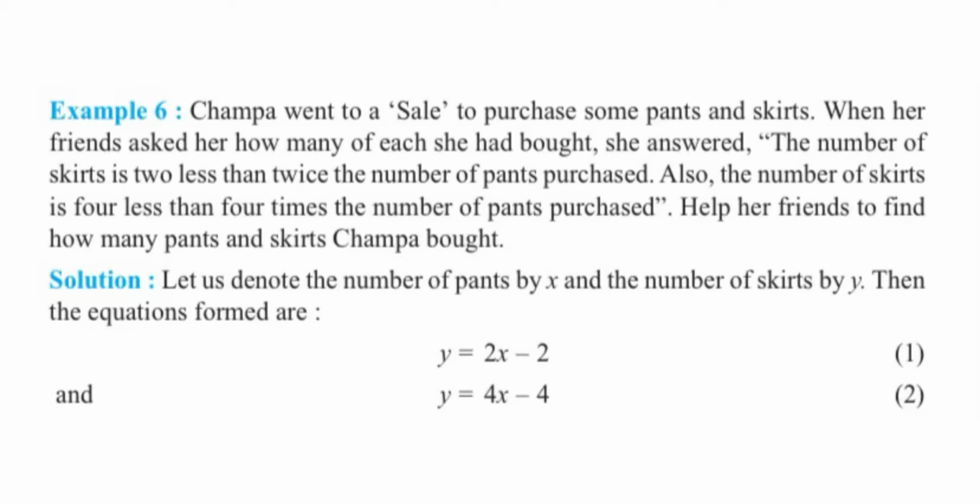Now let us see the second condition. The number of skirts, that is y, is 4 less than 4 times the number of pants. 4 times the number of pants is 4x. So the number of skirts is 4x minus 4. That is, y is equal to 4x minus 4, which is our second equation.